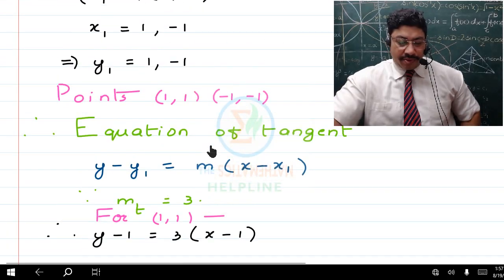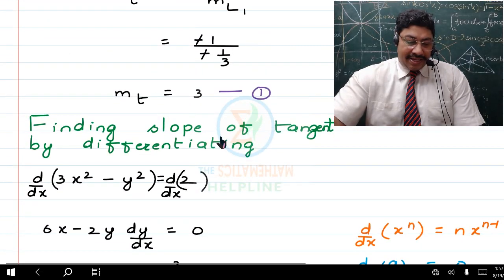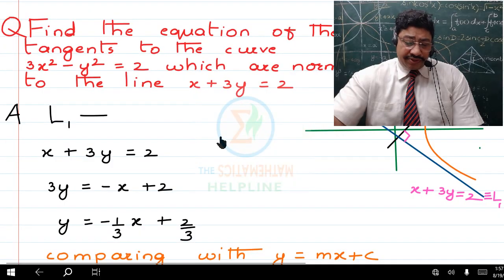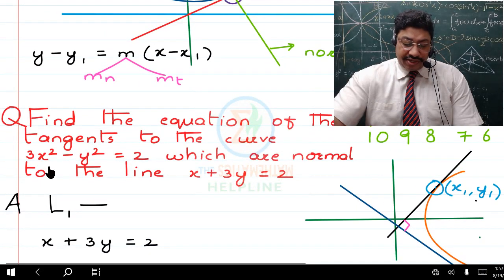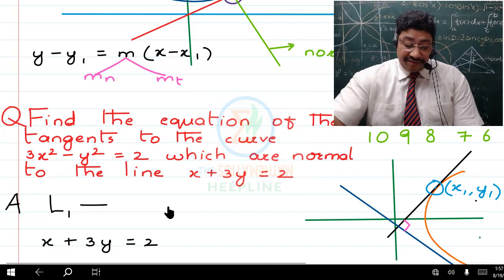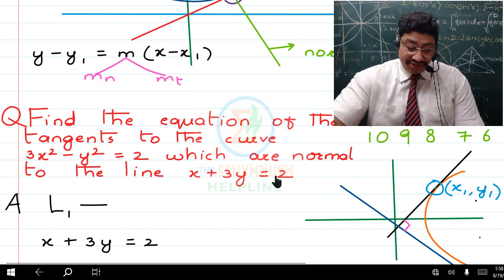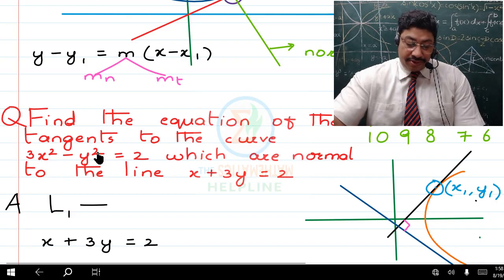So children, in the question, what have we been given? We've been given that there is a curve whose equation has been given to you, 3x square minus y square is equal to 2, right? And if you watch it carefully, this is actually the equation of a hyperbola, so it is going to be a curve like this on either side. And further, we've been given that there is a straight line to which the tangent drawn at a point (x1, y1) is going to be perpendicular. So find the equation of the tangents to the curve which are normal to this.